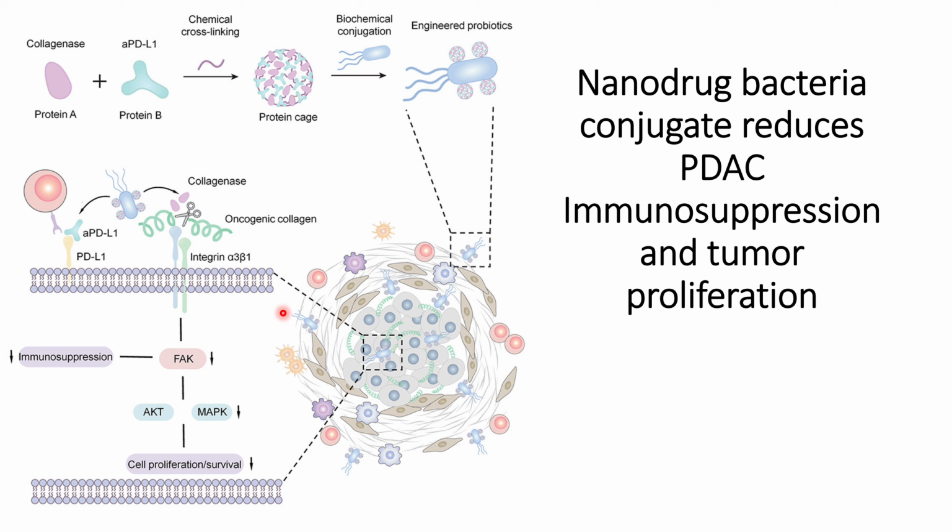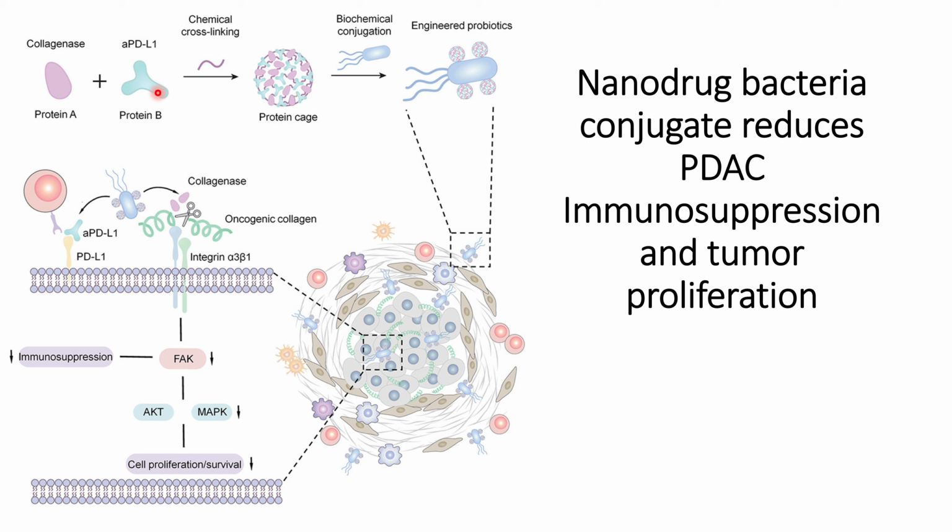So in order to counter these things, the approach is that they will use a nanodrug that is incorporated in a bacteria, for example, and that nanodrug contains protein A and protein B. Protein A is basically a collagenase, and protein B is this anti-PDL1. So what will happen is that this is incorporated in a bacteria, that is E. coli.